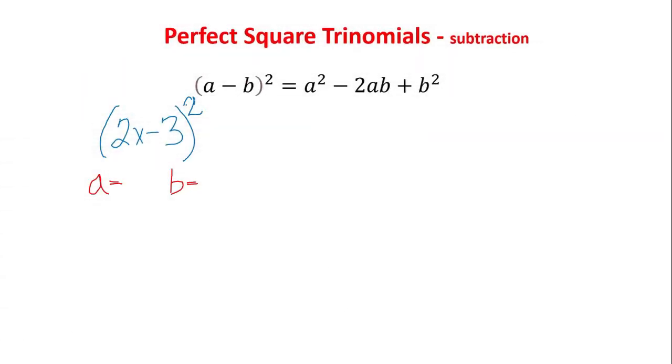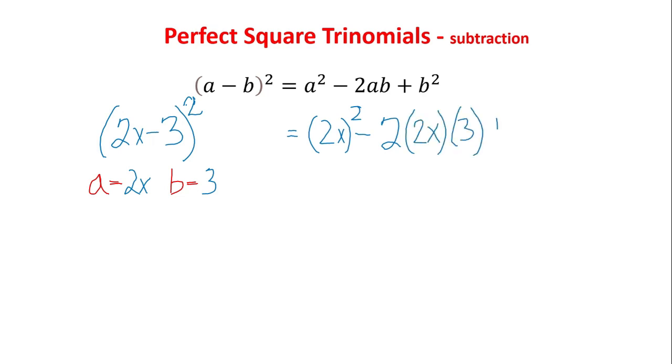So let's look at the equation 2x minus 3 squared. If we determine what our a is, that would be the first term, which is 2x, and our second term would be 3. So if we substitute those values in, a squared, we would square 2x, so 2x squared, minus 2 times our a, 2x again, times our b, which is 3, plus b squared, which would be 3 squared.